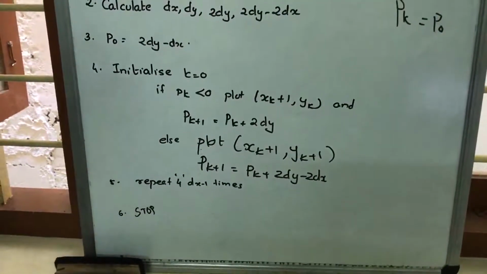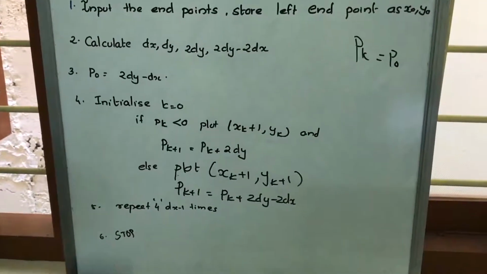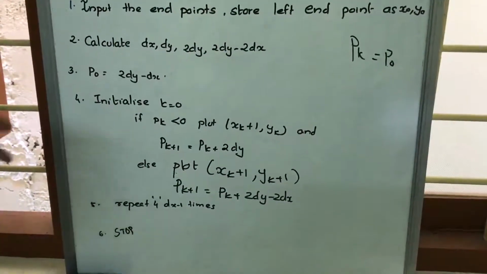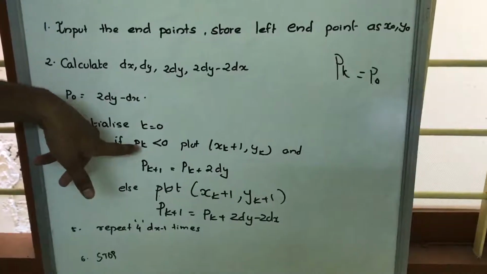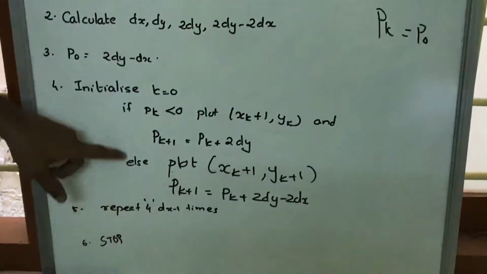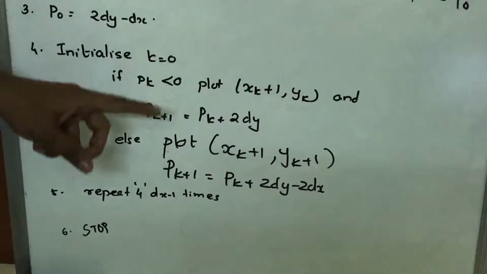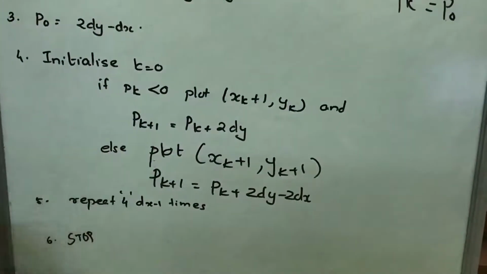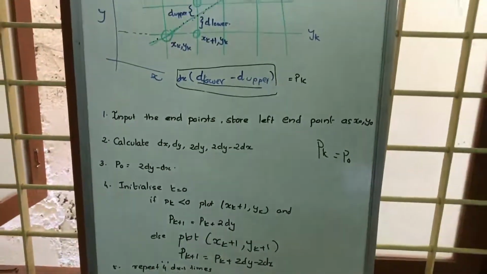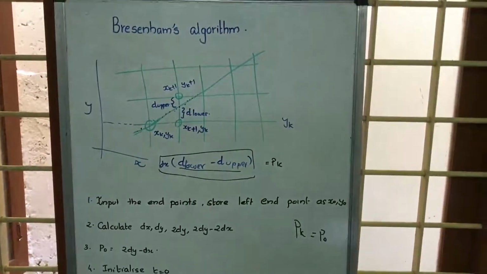Again we have a new pk value. The present one is the p1 value. Then we compare whether p1 is greater than 0 or less than 0. Again we go through this loop, and plotting continues till we reach the right end. So this is the Bresenham algorithm. Thank you.